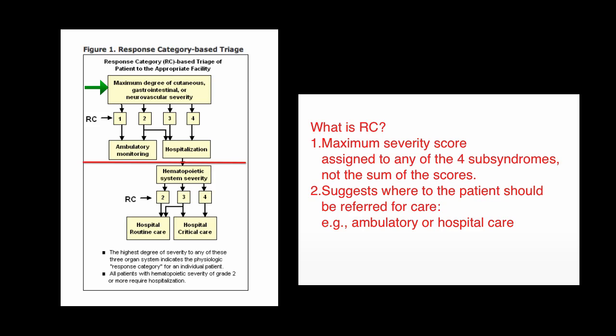Notice that the C, G, and N subsyndromes use the top half of the flowchart, and H uses the bottom half. For my patient with a value of 2 for G and RC, either ambulatory care or hospitalization is recommended. After I input additional data for the 3 other subsyndromes, the RC value could increase and the suggested referral venue might change.